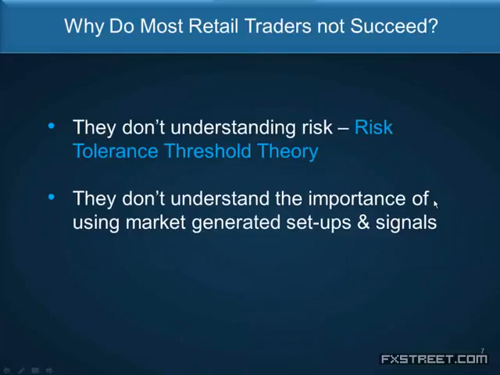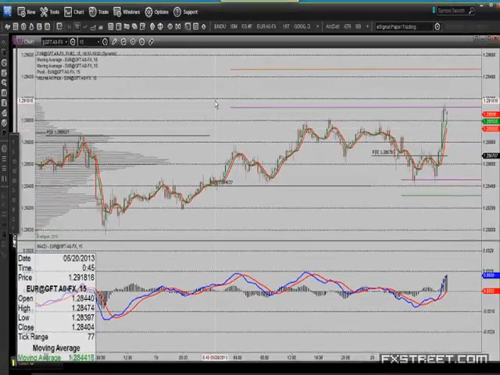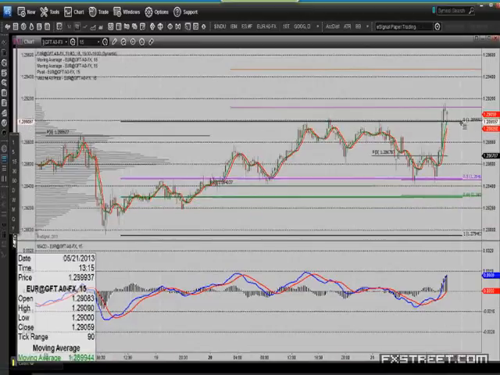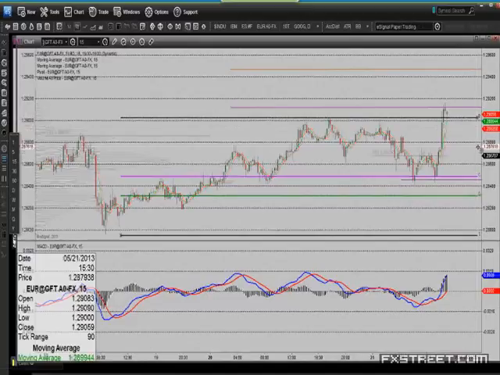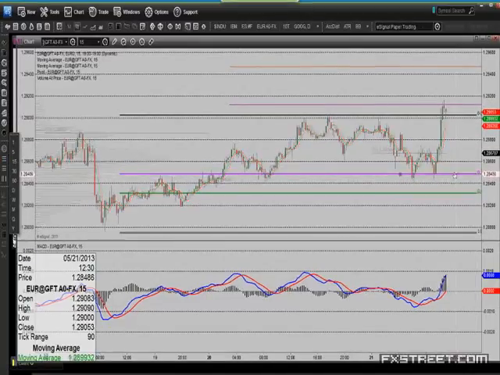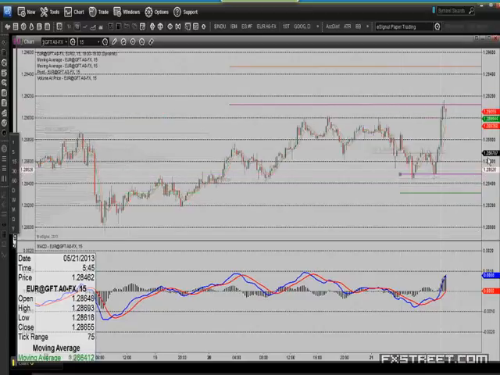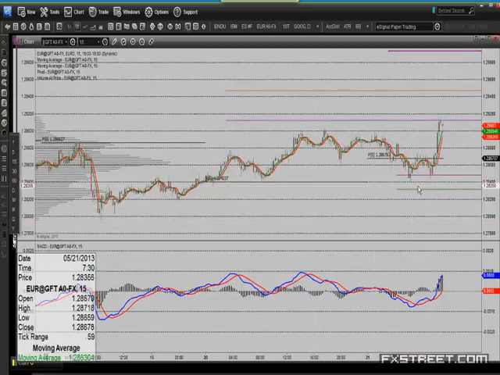I'll give you a quick example of a market-generated setup and signal. I was adjusting those lines here. The market tells me that these are significant levels right there. Let me move that up. There we go. I didn't determine that there's support right here. The market did. The market actually told me that long before price got there.